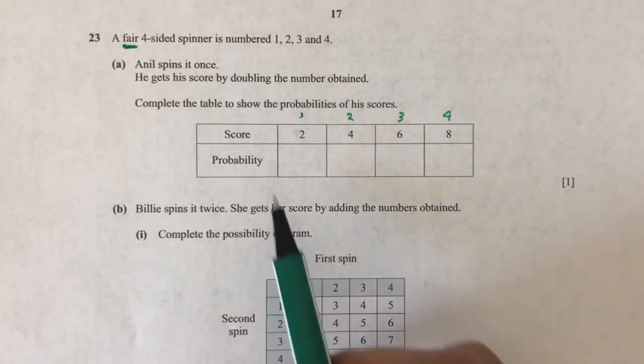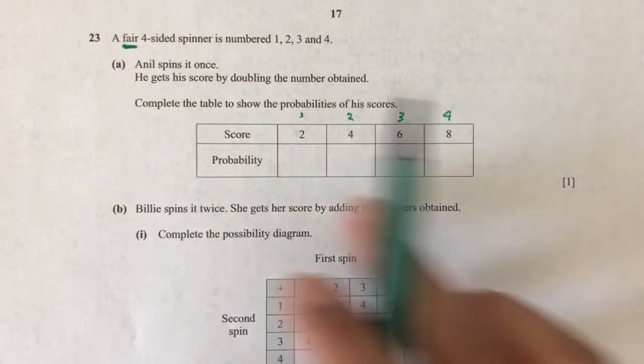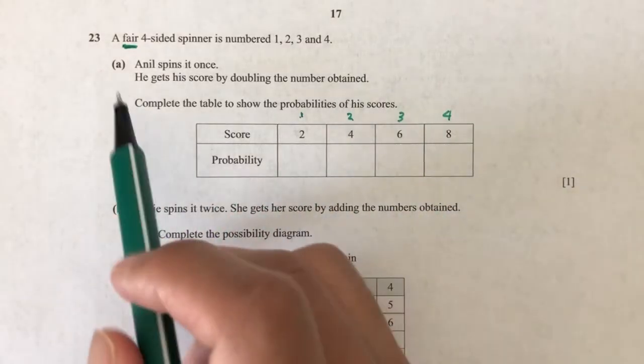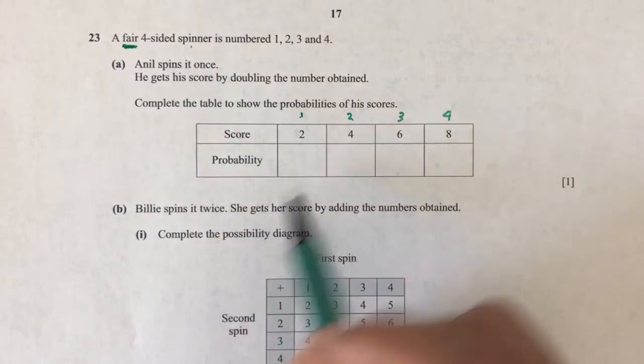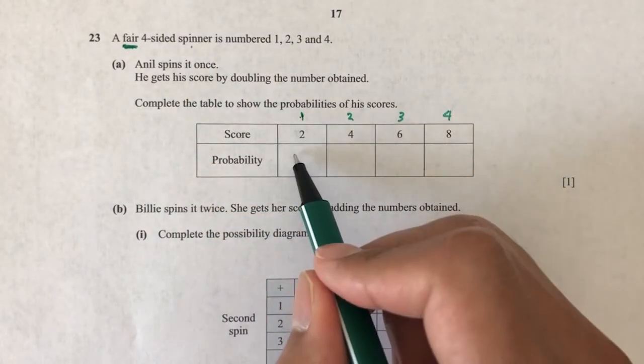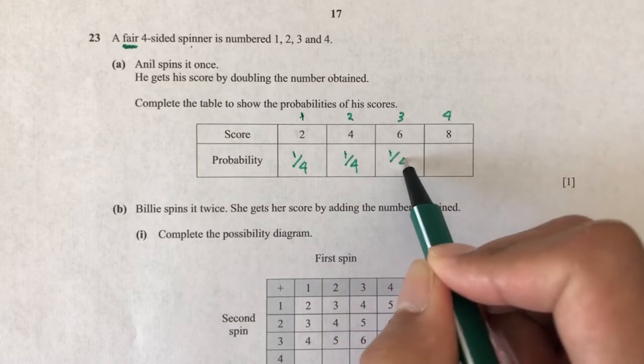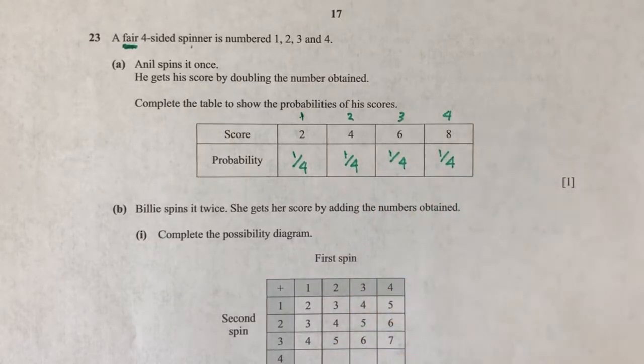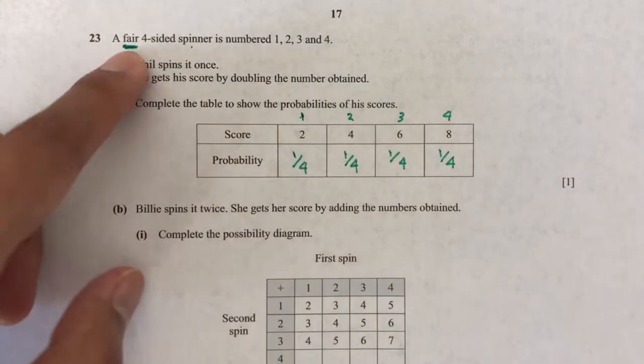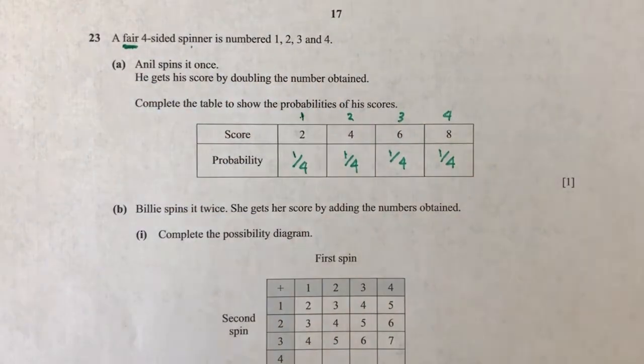So what are his chances of obtaining each of the scores? Since it is a fair spinner, it can land on everything equally, which is 1 over 4, 1 over 4, 1 over 4, and 1 over 4. This is because it is a fair spinner and everything can land equally on each side.